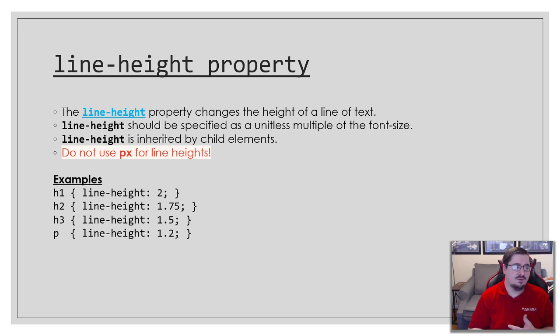You may also want to set the line height. So remember, the font size is how big the text is. The line height is how tall a line of text is. And that line height is set as a unitless multiple of the font size. So for instance here I'm setting the line height as 2, which means it will be twice the font size. Okay, so if the font size is, say, 16 pixels, then this would be 32 pixels tall.